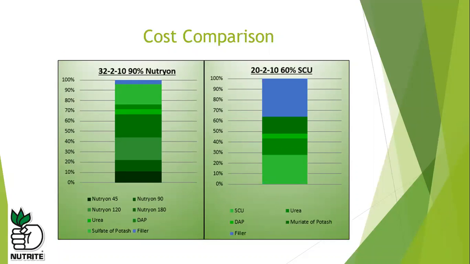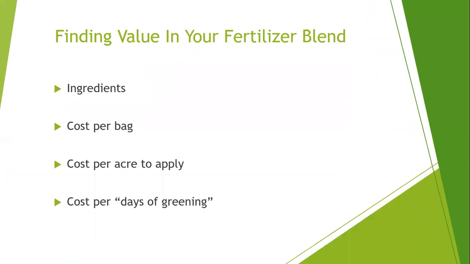The product on the right, a 20-2-10 with 60% SCU, you'll see the blue bar is a lot more filler, with the other slow-release content of the SCU in there as well in the darker green. So much less slow-release content in a 60% concentration analysis.